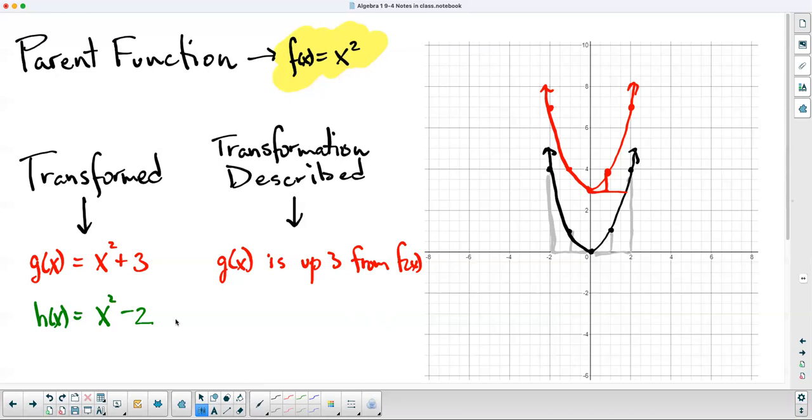Do you guys think you could draw the green one on your own? Try to draw the green one on your own, x squared minus 2.